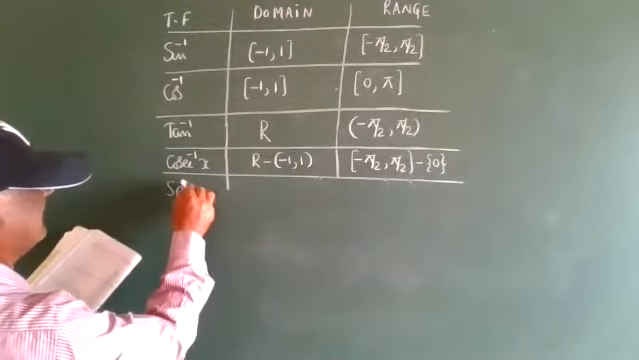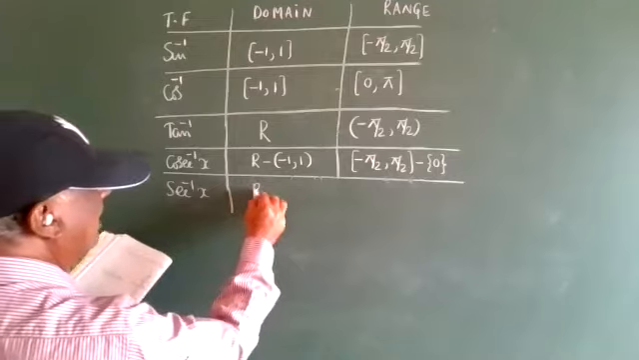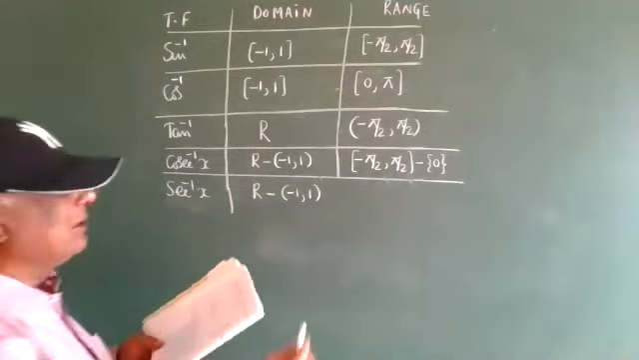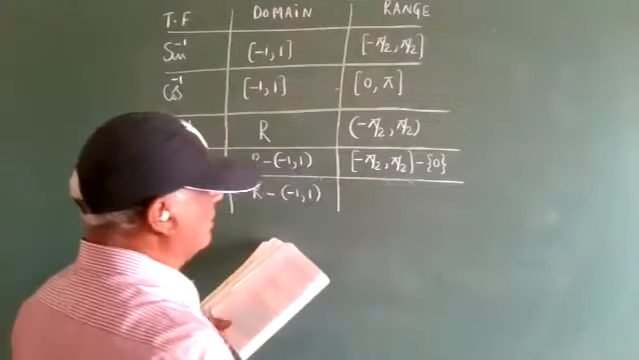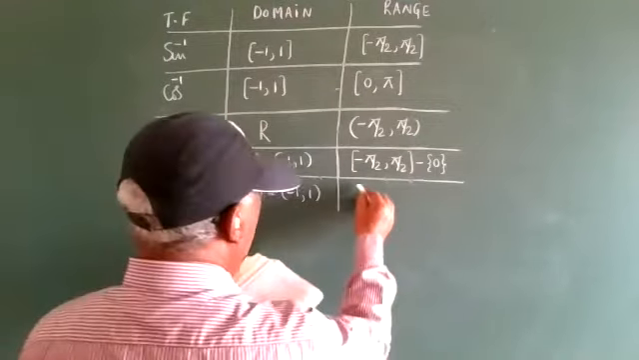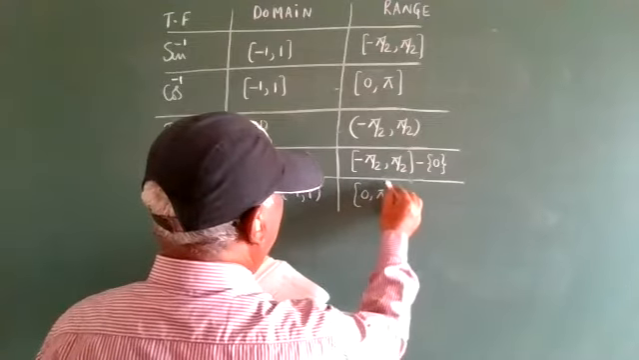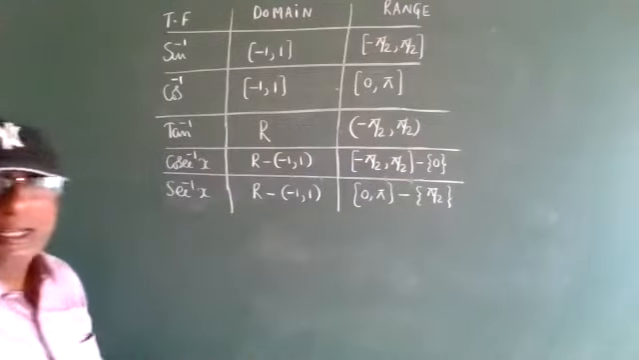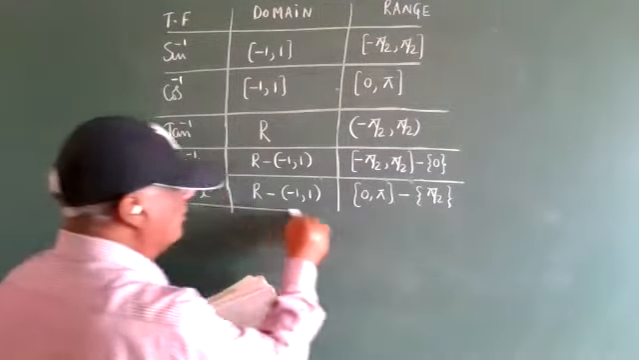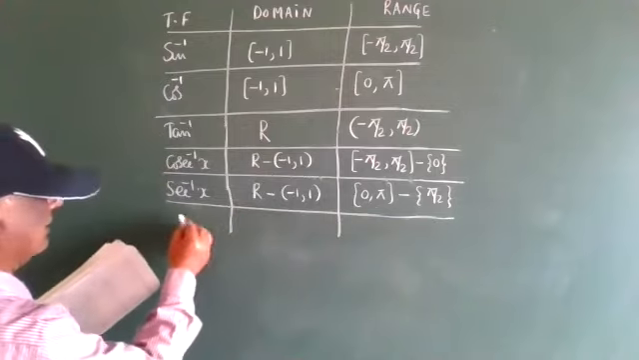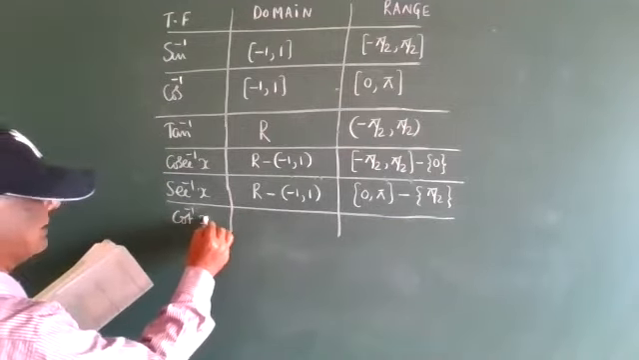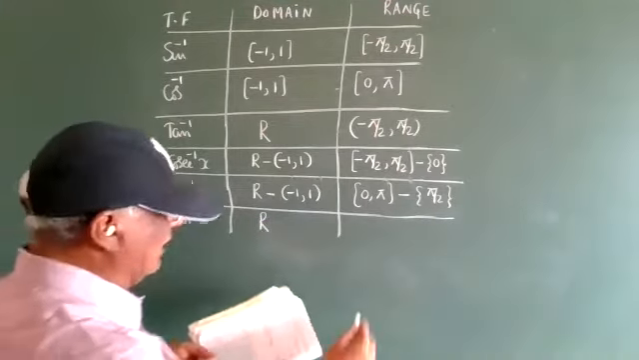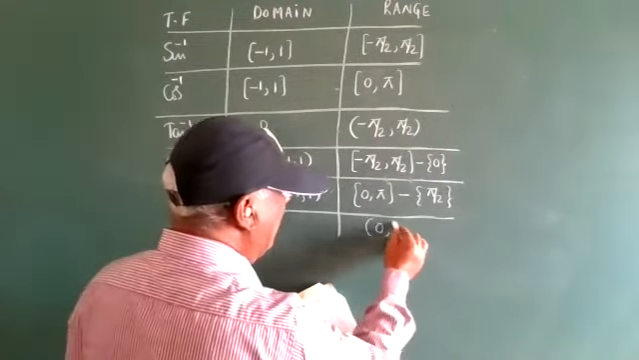Sec inverse x, same, minus 1 to plus 1 we never get these values, but in between 0 we should get. So next one is 0 to pi. In that one, 90 degrees is undefined in sec inverse x. 90 should be cancelled. Last one, cot inverse x. This is all the real numbers, but here is 0 to pi open interval.